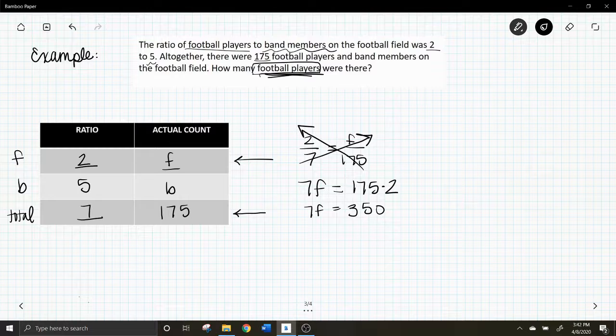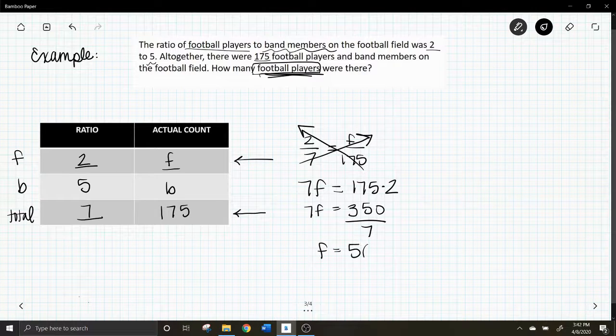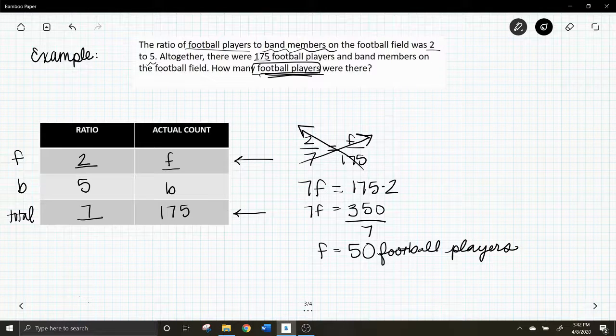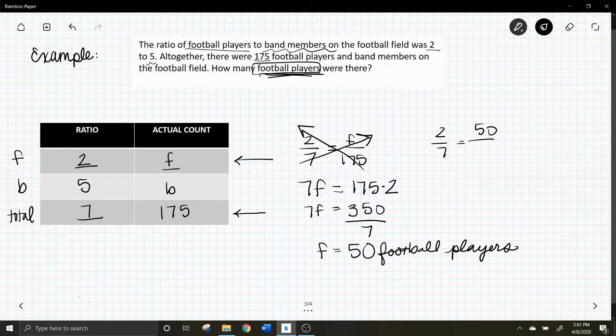Remember, to find an unknown factor, divide the product by the known factor. So F equals 50. So that means that there were 50 football players. If you wanted to, you could double check your proportion to make sure it worked out. Is 2 to 7 as 50 is to 175? So what you could do is cross multiply. What is 7 times 50?